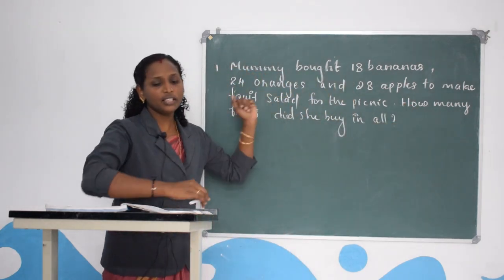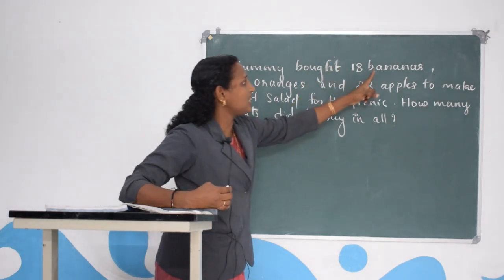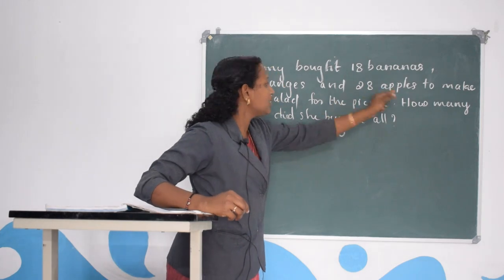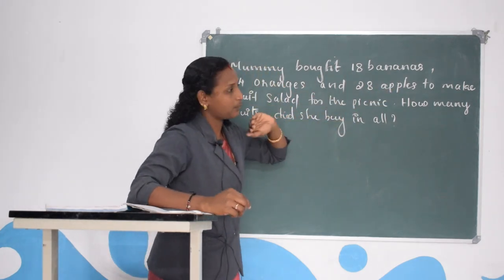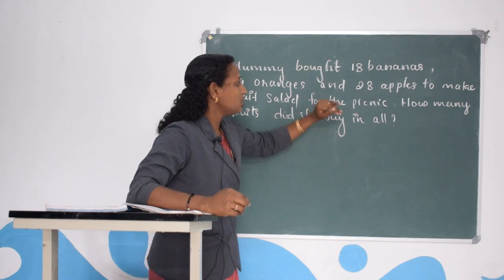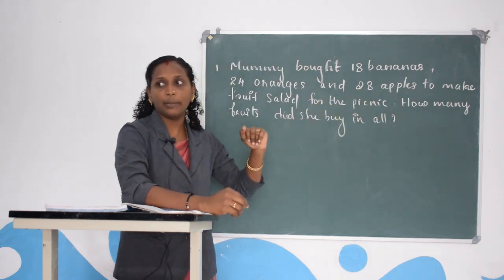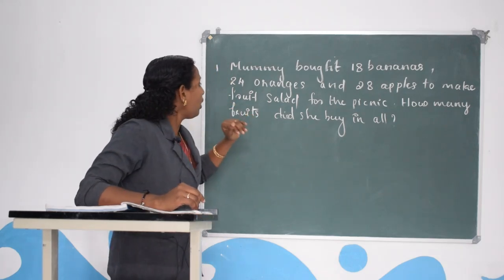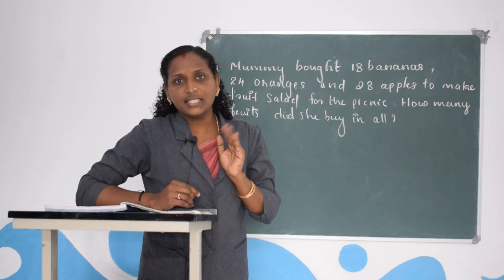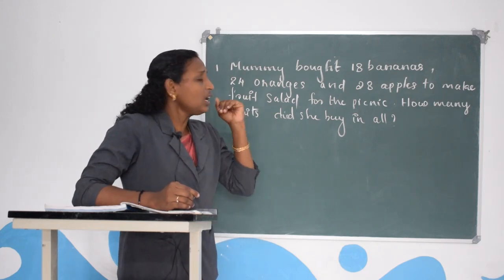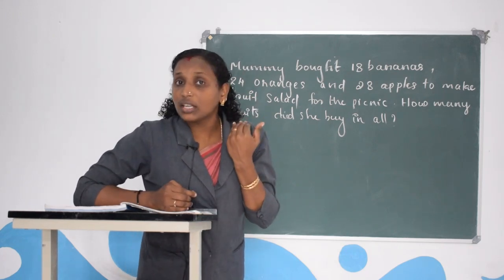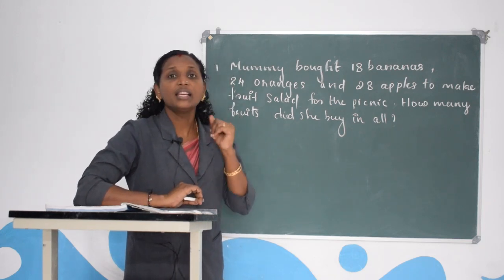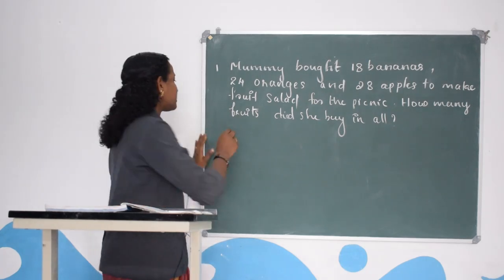If you look at the question, Mummy bought 18 bananas, 24 oranges and 28 apples to make fruit salad for the picnic. How many fruits did she buy in all? That means to find the total number of fruits. Total means to find the sum. That means the answer.